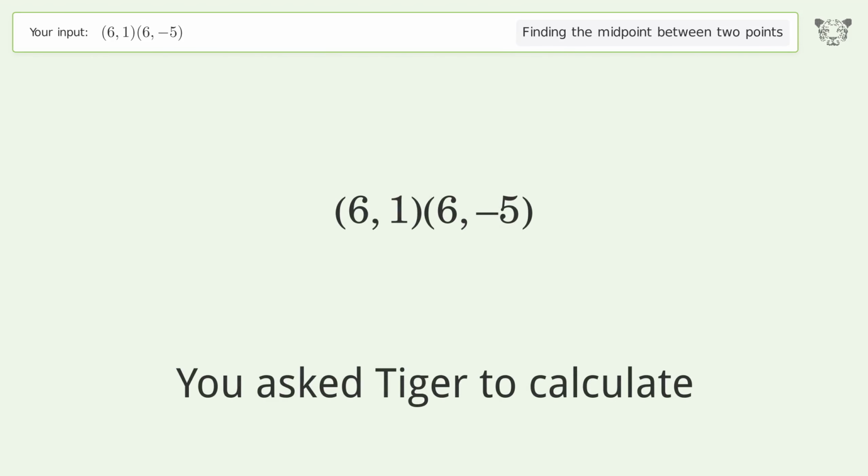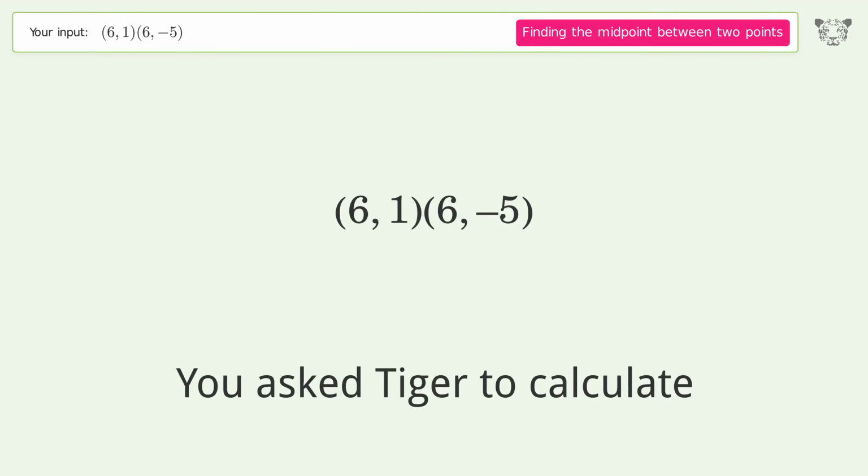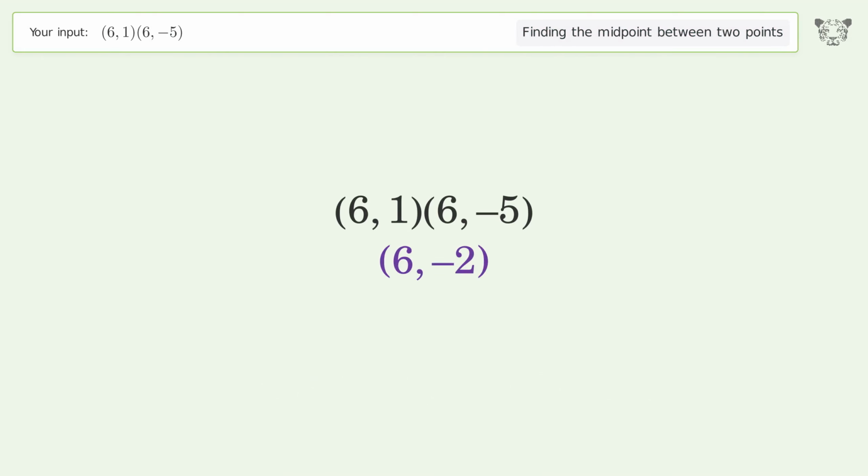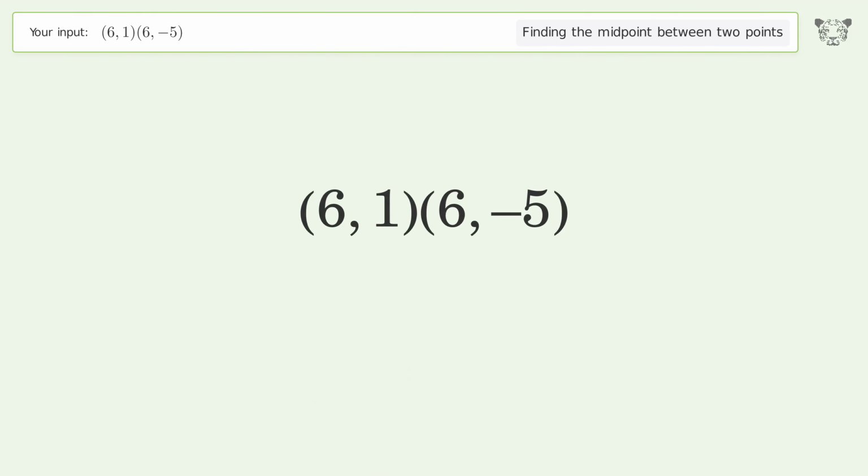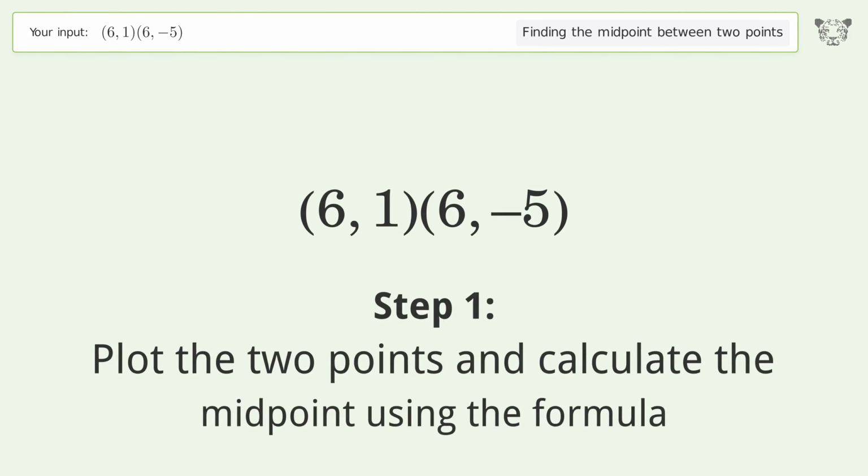You ask Tiger to calculate. This deals with finding the midpoint between 2 points. The midpoint between the 2 points is 6, -2. Let's solve it step by step. Plot the 2 points and calculate the midpoint using the formula.